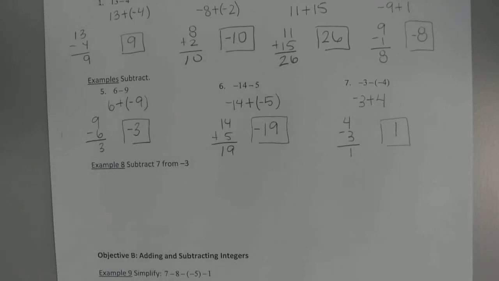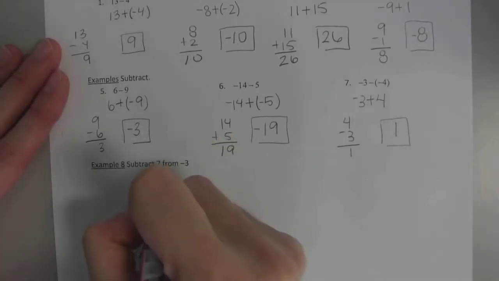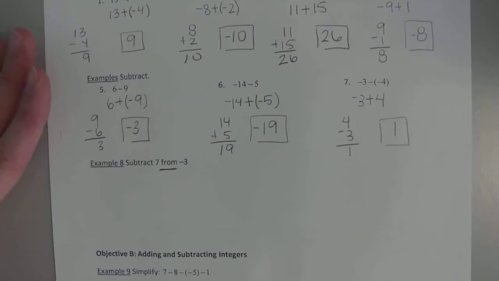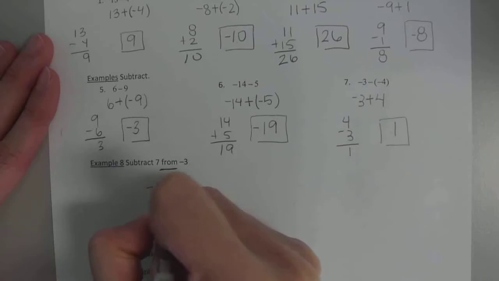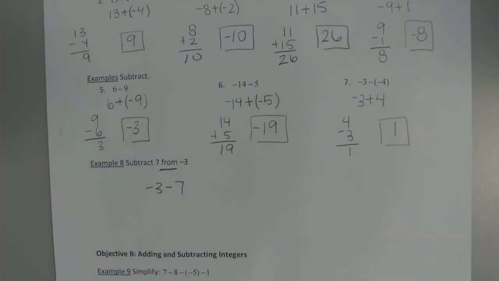All right, A is going to be the same thing, but we actually have to set up the problem. So we have to make sure we know which number goes in front, which number goes in back. It says subtract 7 from negative 3. So we're taking 7 from negative 3. So how should we set this up? You got it. Negative 3 subtract 7. Because we're taking 7 away from negative 3. All right? At that point, it could be problems 1 through 7 that we just did above.